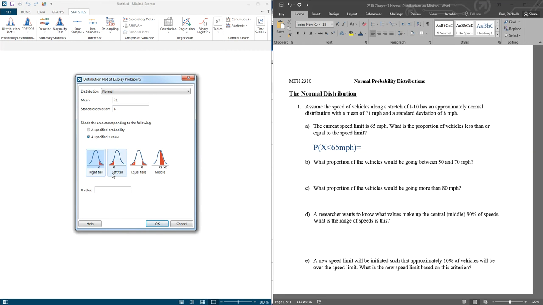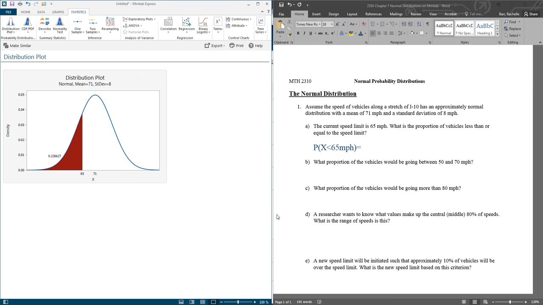And then I need to choose: is it right tail, left tail, equal tails, or a middle? In this case, I'm looking at values, so think of x, the unknown number, as all the numbers that are less than 65. If you picture the number line with 65 on it, the numbers that are less than 65 lie to the left of 65. So I want a left tail. We're going to put 65 in there and go ahead and hit OK.